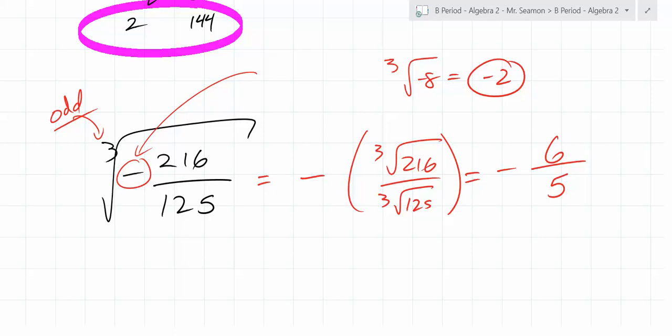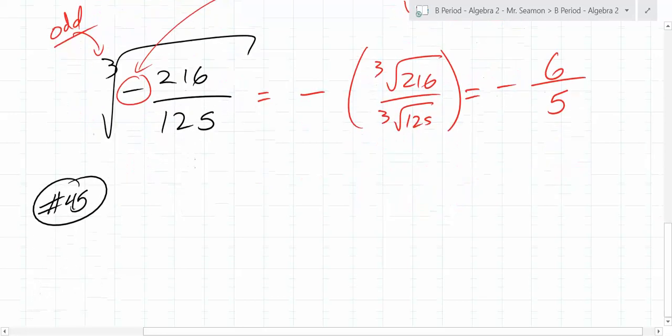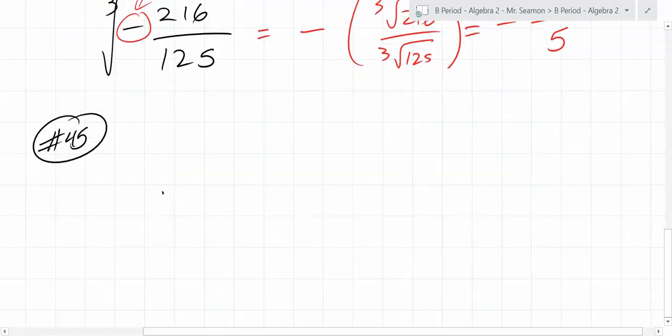Yes, Dev? 45, sure. 45. Do you guys see Google's doodle today? Yeah. Good stuff.